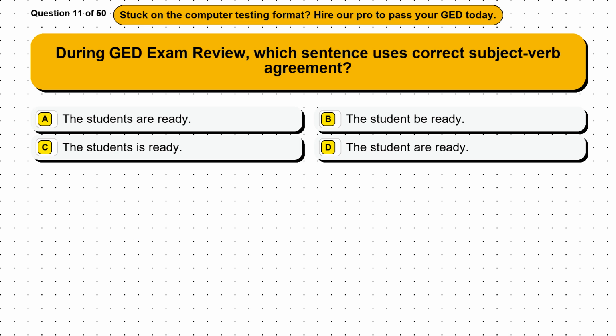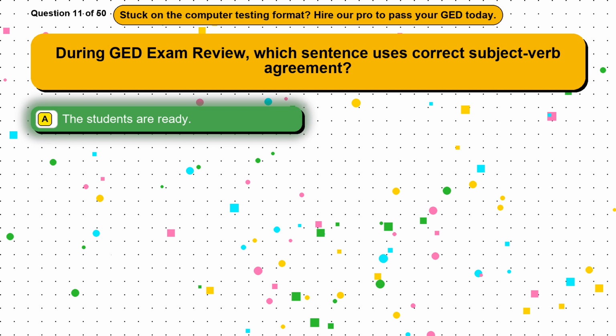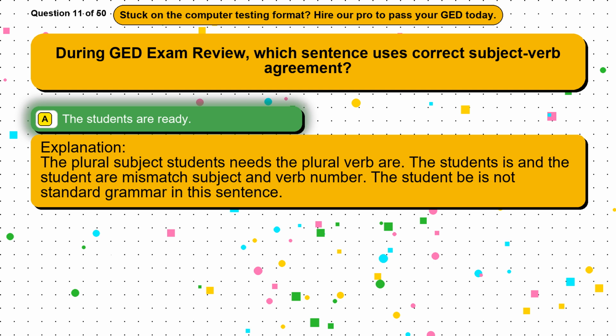Question 11. During GED exam review, which sentence uses correct subject-verb agreement? Option A. The students are ready. Option B. The student be ready. Option C. The students is ready. Option D. The student are ready. The correct answer is option A. The students are ready. The plural subject students needs the plural verb are. The students is and the student are mismatch subject and verb number. The student be is not standard grammar in this sentence.